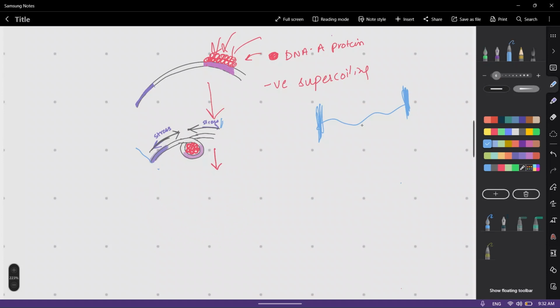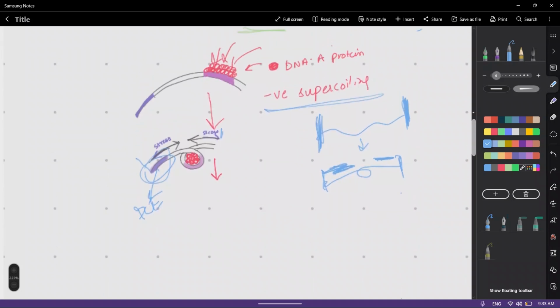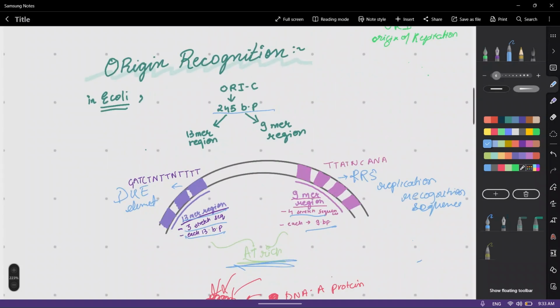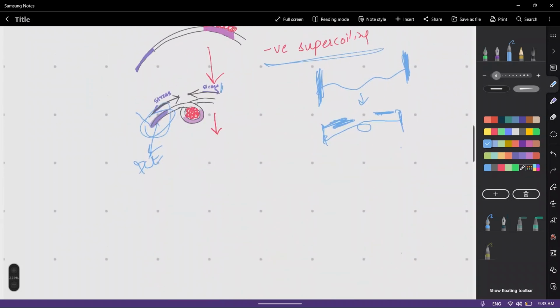Now what happens when you loop this ribbon? As you can imagine, because the edges are fixed, there will be some stress and tension around these parts, right? That's the same thing that happens here. Because of this stress induced by the supercoiling, the stress travels to this region. What is this region? It's the DUE element, right? If you remember, the sequences of these regions are very AT rich.